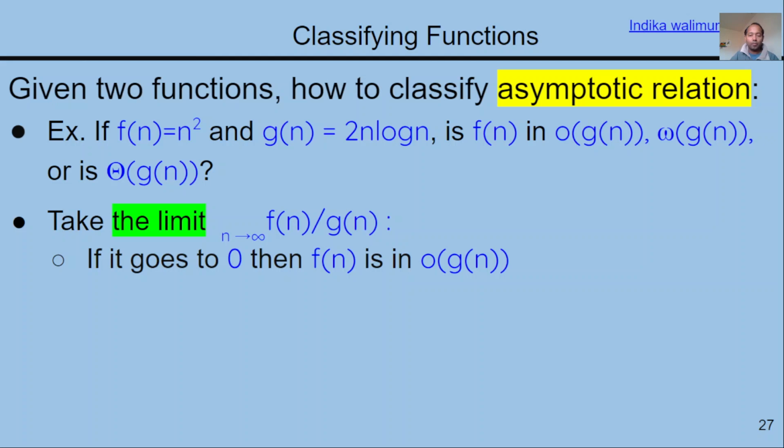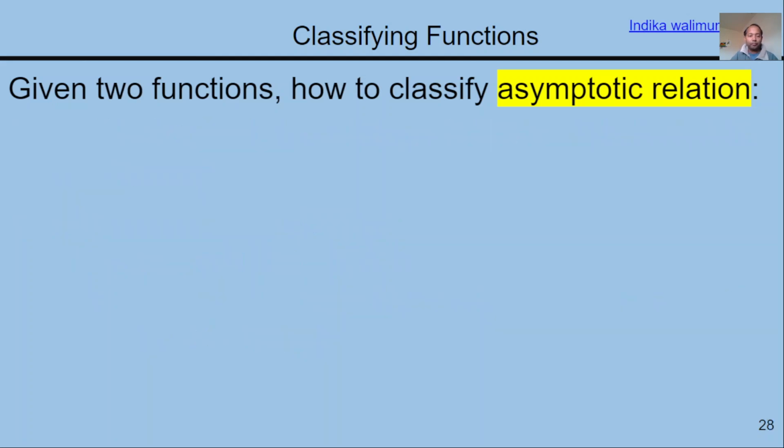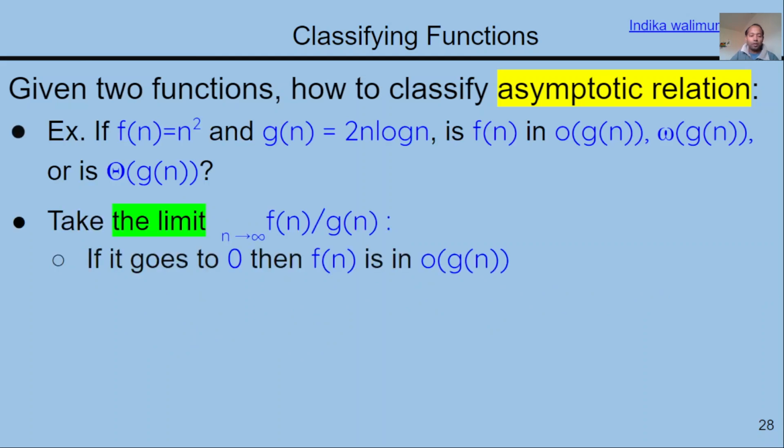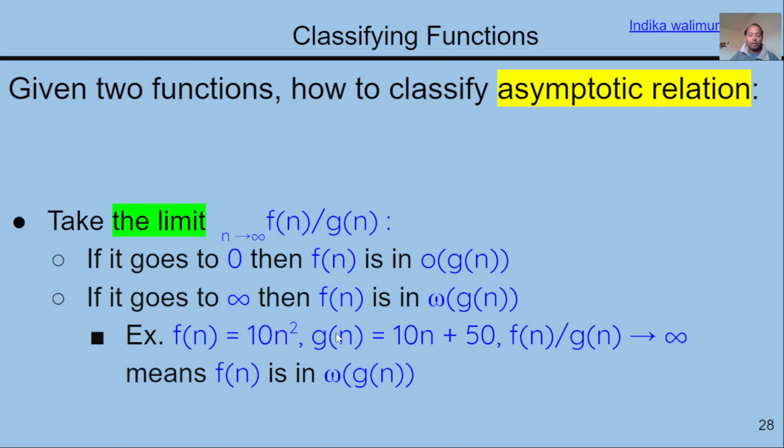Okay. So small o of Gn. That's an example that we did. So next one is again we covered that one. If the ratio goes to infinity, then Fn is in small omega of Gn. Okay. All right. Here's an example.